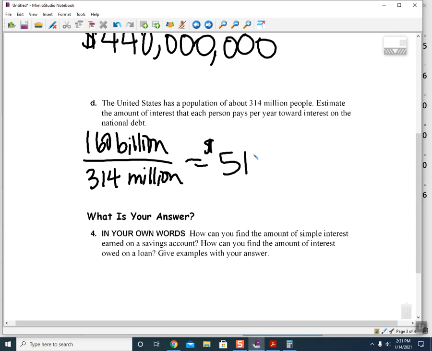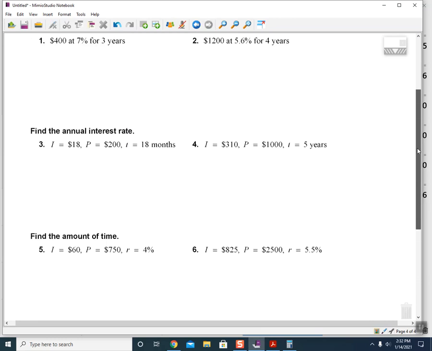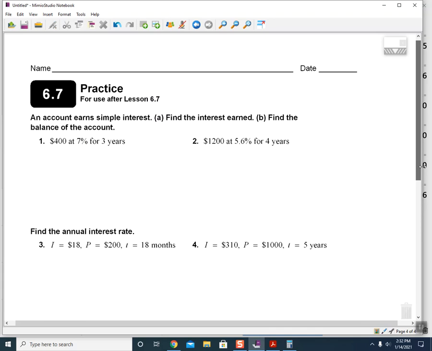But here's what's interesting about this, right? That's per individual person. So that includes babies and people that aren't even making money, right? And so when we think about this in terms of the national debt, each taxpayer would actually pay quite a bit more than that. Okay, that's there. So we have some examples here. I'm just going to do a couple here for you.